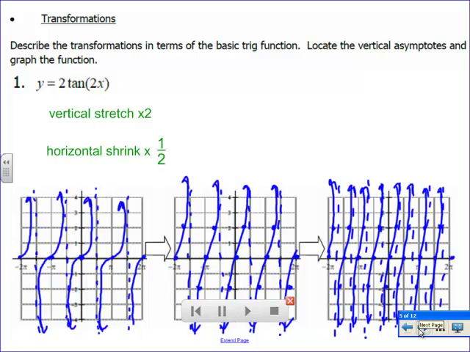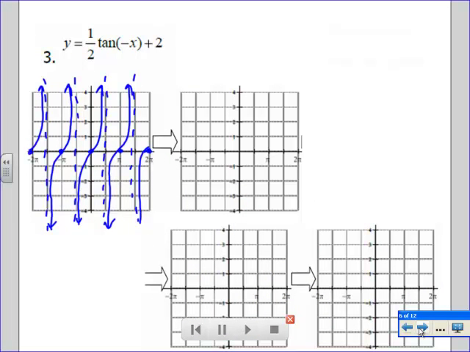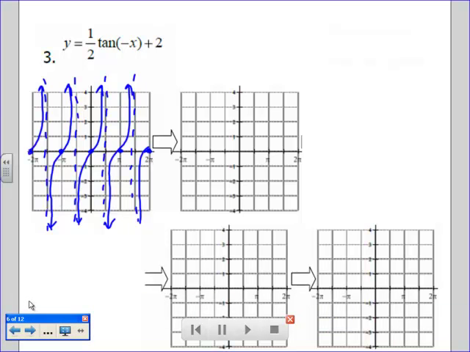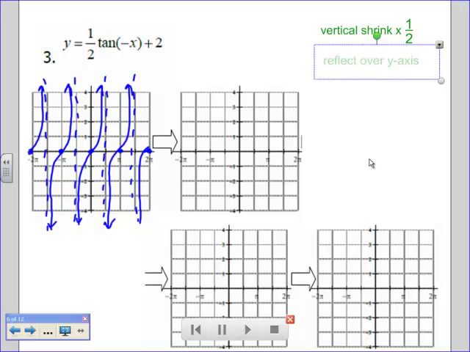Okay, on to example 3. Number 2 we will do together as practice tomorrow. On to example 3. You've got 1/2 tangent of negative x plus 2. Your first job is to identify what transformations you have. The 1/2 out front should cause a vertical shrink times 1/2. The negative inside the parentheses is going to cause a reflection over the y-axis. And the plus 2 outside the parentheses is going to cause your function to move up 2.